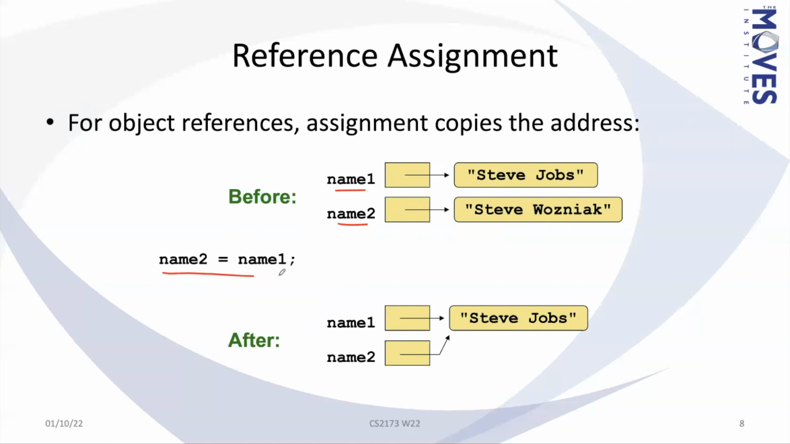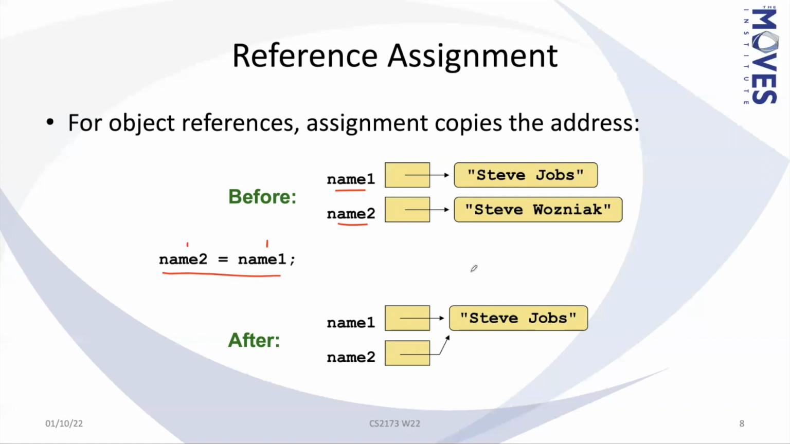Then we execute this statement here. Again, remember that this is an expression, this is a variable. This takes the value of the reference of name1 and assigns it to name2. And so you see what's happened here? Now, both name1 and name2 refer to the same object. Okay, so that's something a little different.